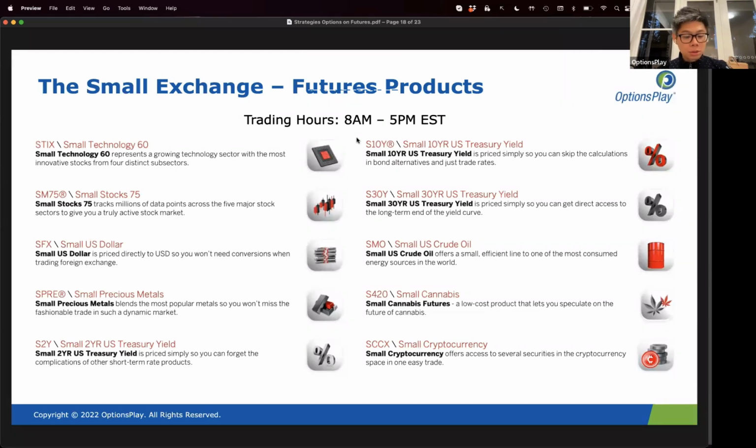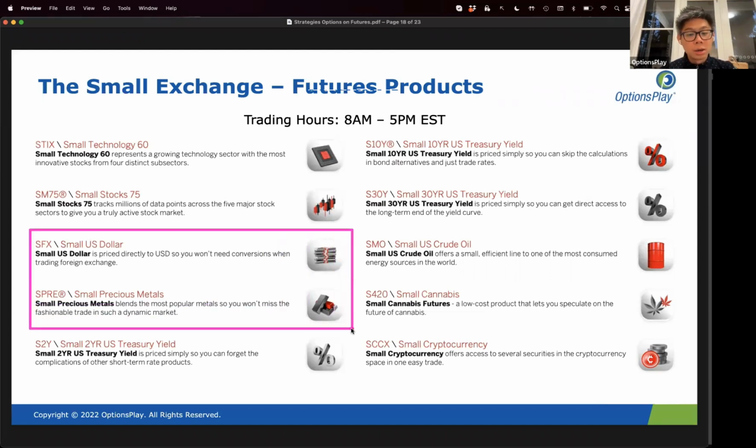In terms of options on futures currently today, you have them available on the US dollar and precious metals. I use the US dollar because it happens to really align with all of the underlying requirements that I see are necessary to short a strangle, which is a directional view and a volatility view.